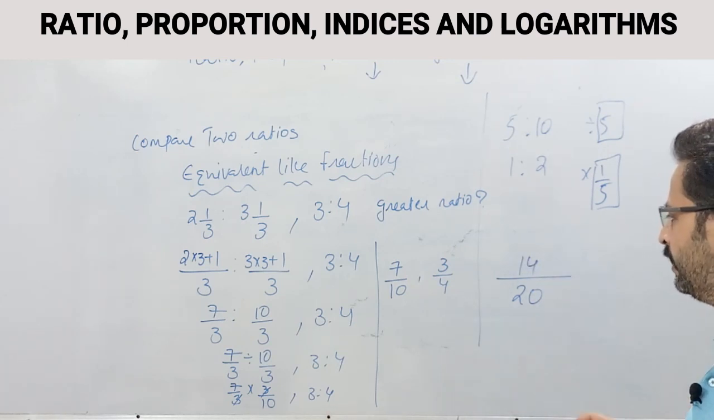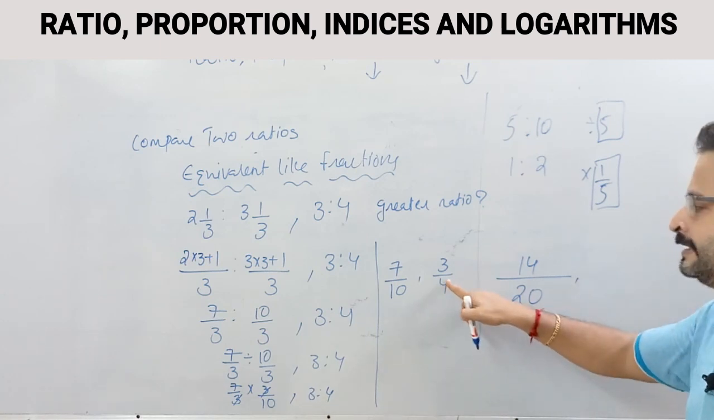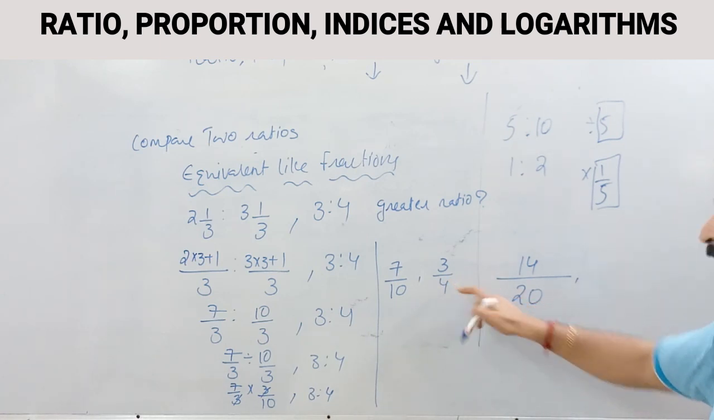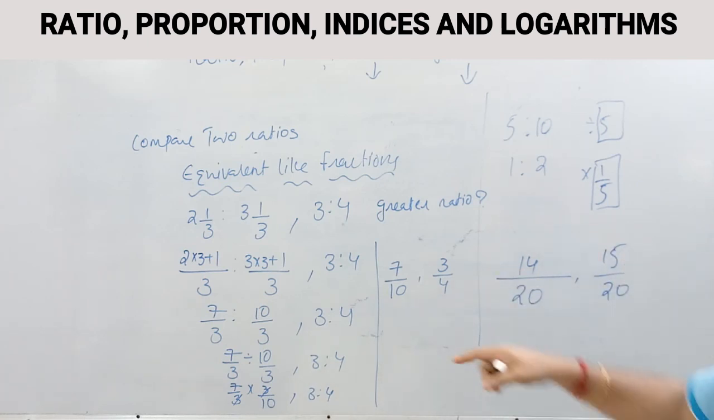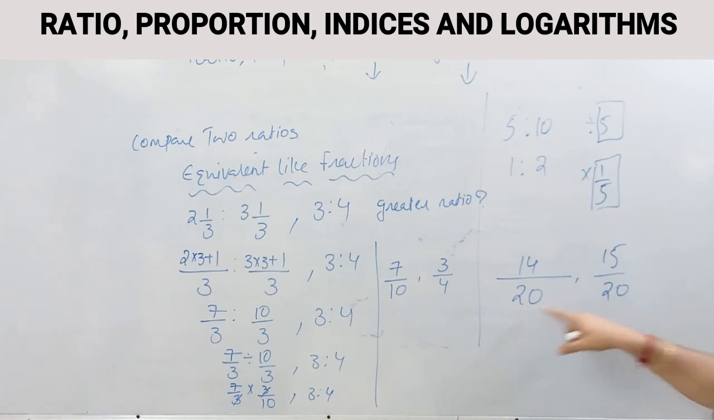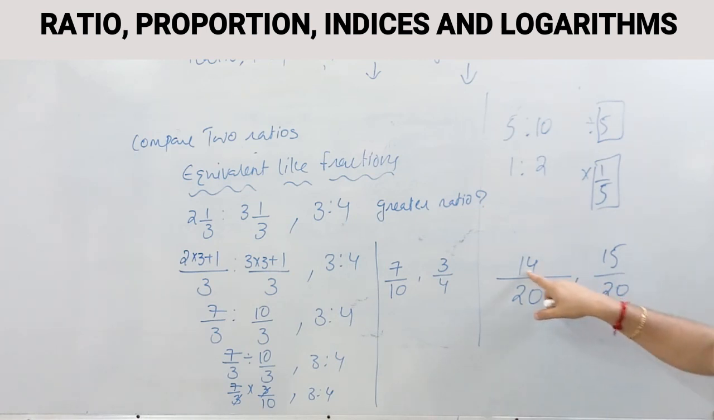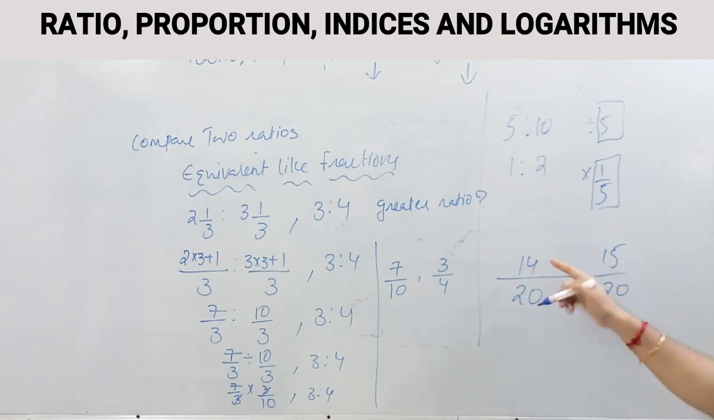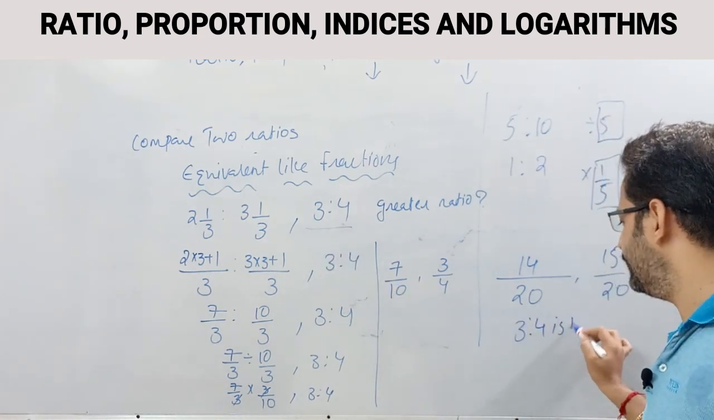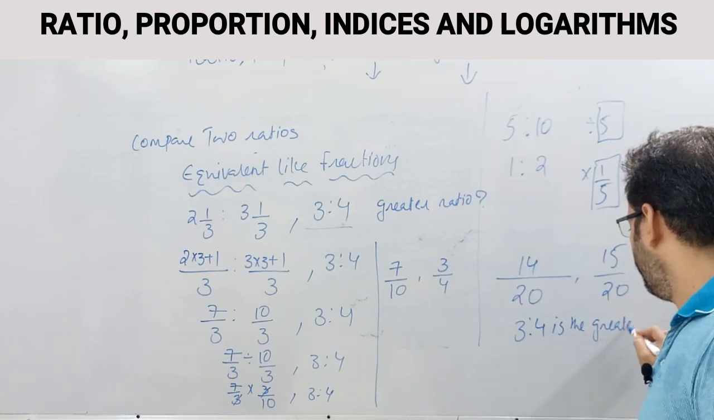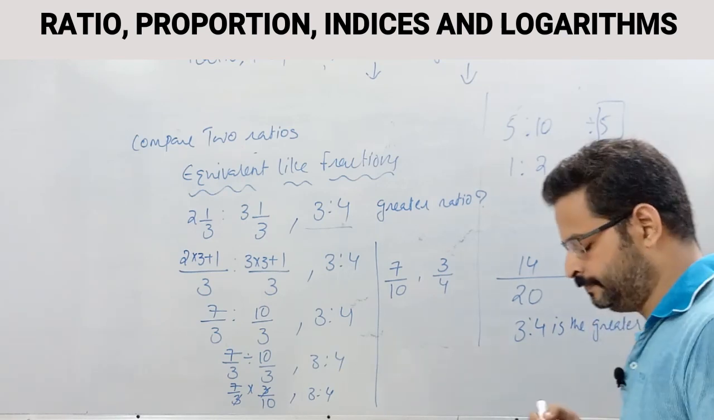That means 14 divided by 20. Then in the second case, 4 into 5 gives 20, and 3 into 5 is 15. Obviously it is converted into equivalent like fractions. That means the denominators, the consequents, of the two ratios are the same. Then compare the antecedents or numerators. 15 by 20 is greater than 14 by 20. That means 3 is to 4 is the greater ratio.